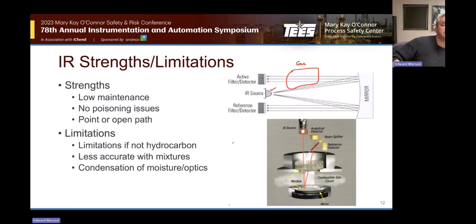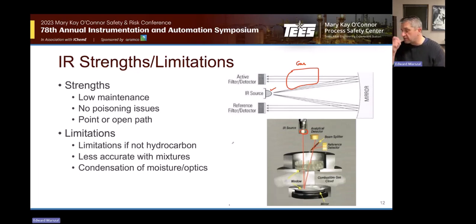Okay, so strengths and limitations. Number one, low maintenance. You don't need to calibrate this as much because there's not as much that changes over time based on the technology. There are no poisoning issues, so you can't expose this device to a gas and have it kill it off and make it not work.